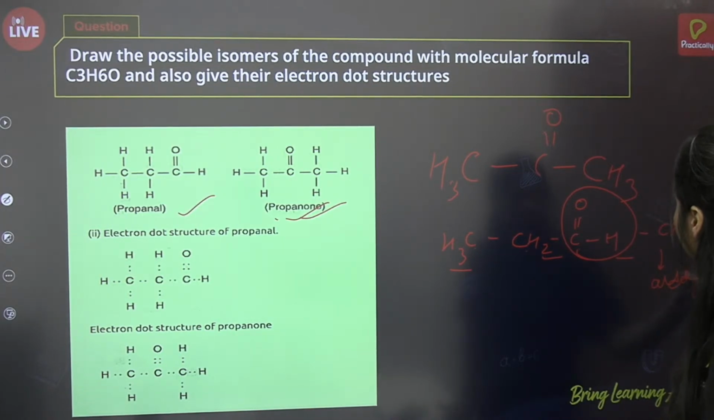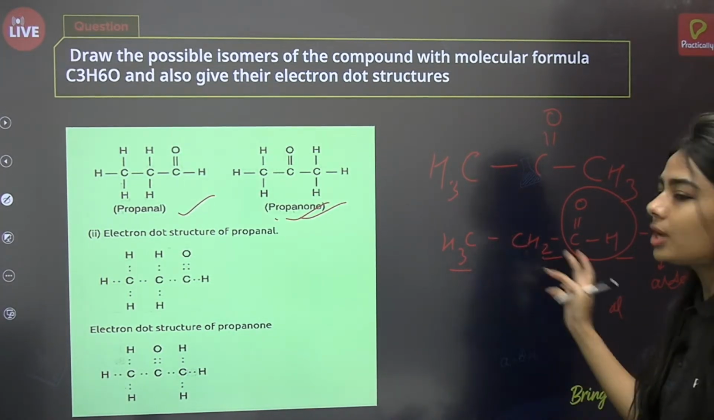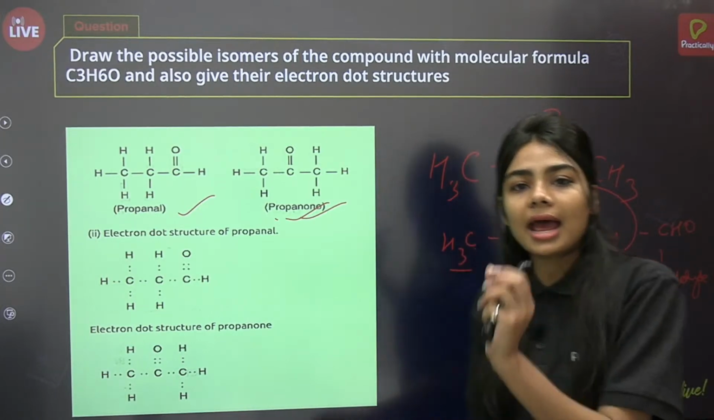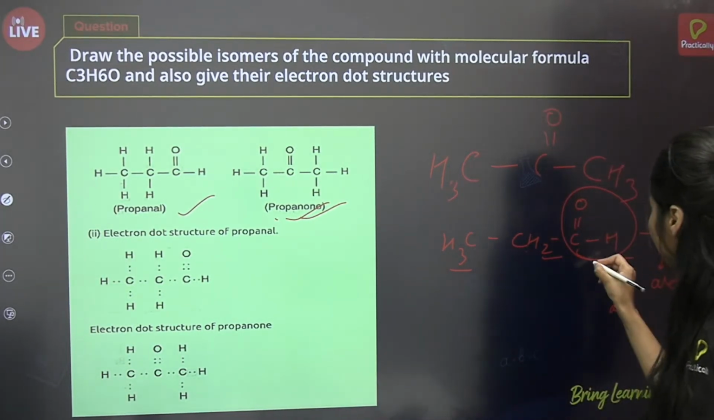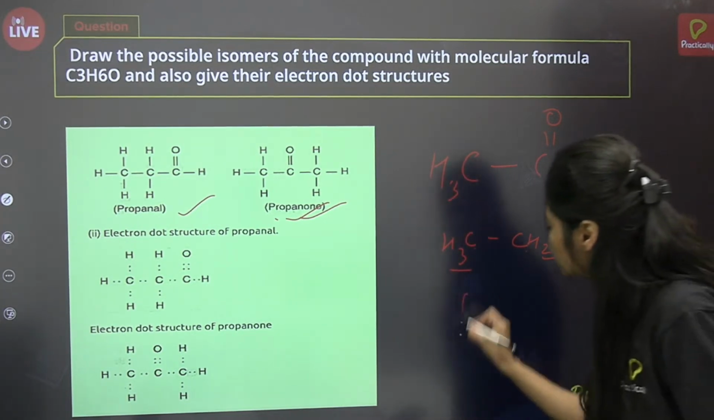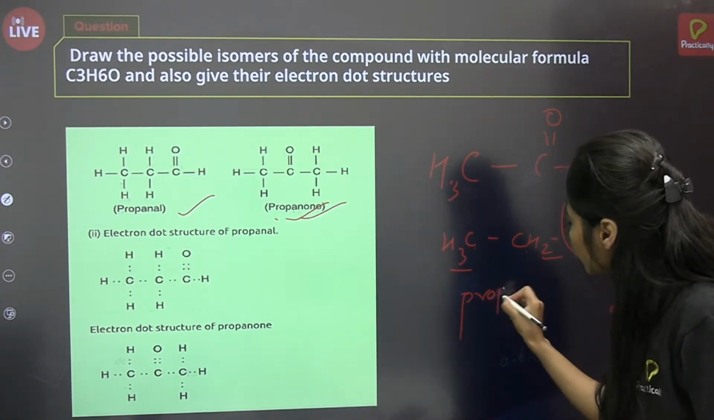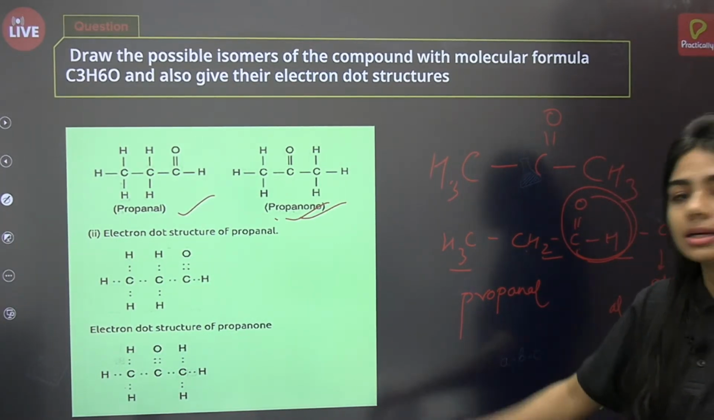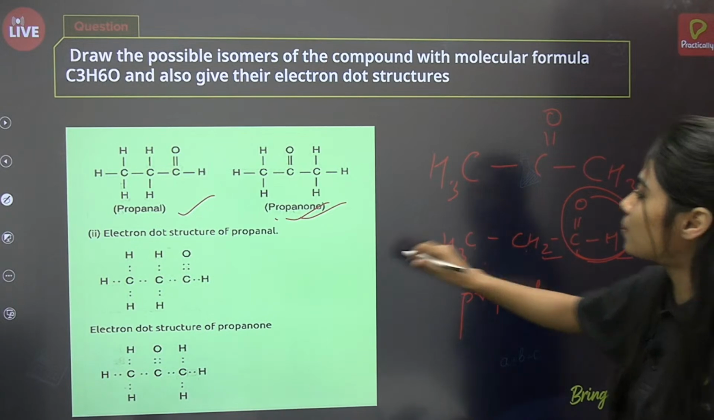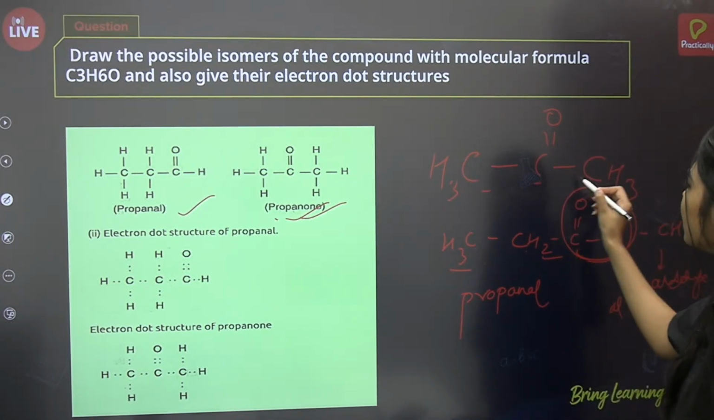Aldehyde is what? Al. So it is 3 carbon, that's why prop, and single bonded, that's why ane, and here the aldehyde group is there, so al. So propanal. Okay, so propanal is this. And why is it called propanal? Because 3 carbons are there, so prop.